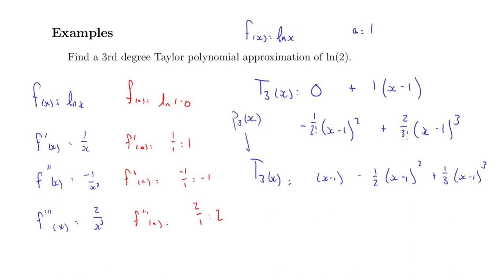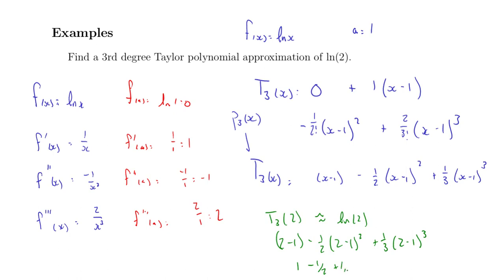And what we know is, just like for linear approximations, t sub 3 of 2 is approximately equal to the natural log of 2. And so t sub 3 of 2 is just 2 minus 1 minus half 2 minus 1 squared plus 1/3 of 2 minus 1 cubed. That's 1 minus half plus 1/3. That is approximately equal to the natural log of 2.